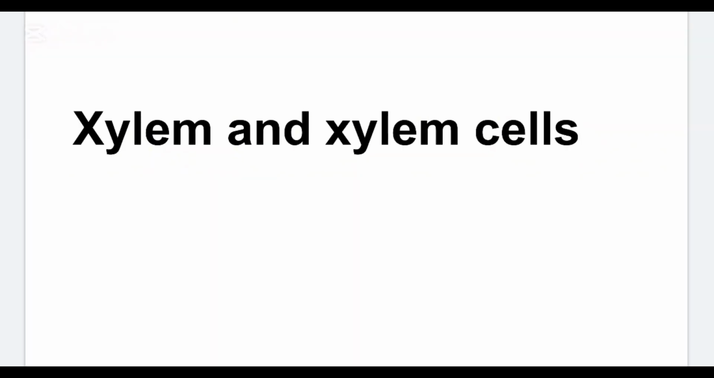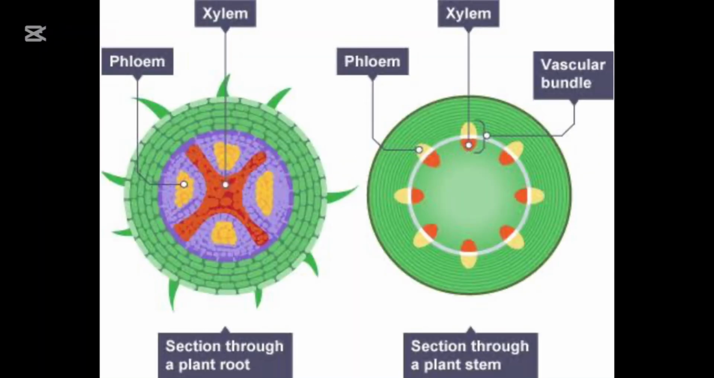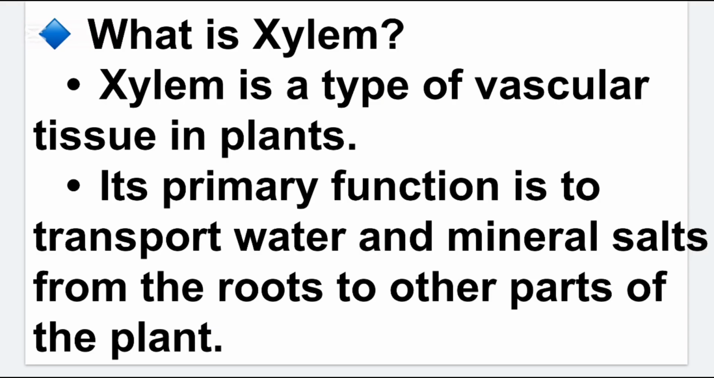Let's talk about the xylem and xylem cells. Here is a plant structure that shows where the xylem is located in the roots and also in the stem of a plant. What is xylem? Xylem is a type of vascular tissue in plants. Its primary function is to transport water and mineral salts from the roots to other parts of the plant.